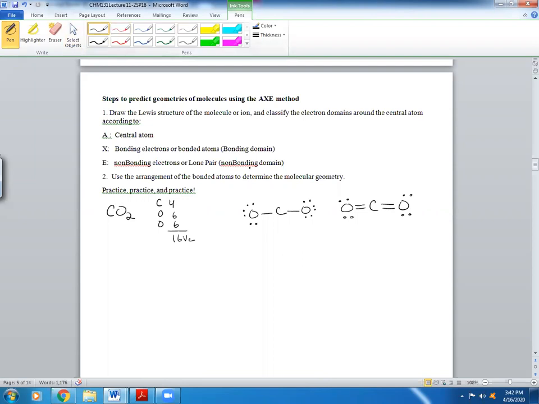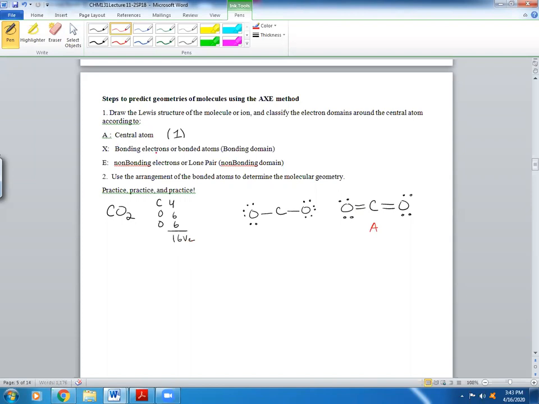How do we use the AXE method? You ask yourself, what does AXE stand for? A is the central atom. Now this is always 1. So you only have A. You can't have A2 or A3 or A4. So this is your A. I'm going to use a different color. That's A right here.